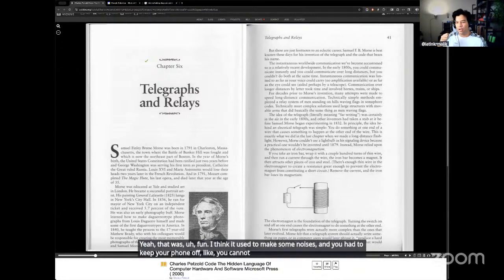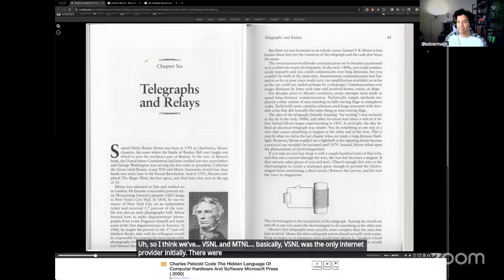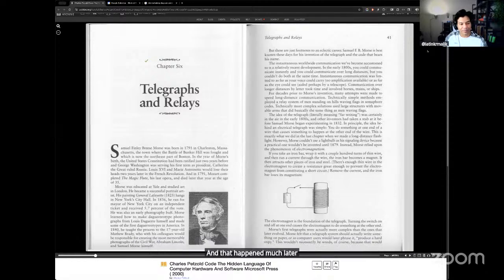Like you cannot take a call because your internet, your bits and bytes used to travel through your phone lines. It was a really interesting time and very expensive. So I think VSNL and MTNL, basically VSNL was the only internet provider initially. There were no private players, and that happened much later.